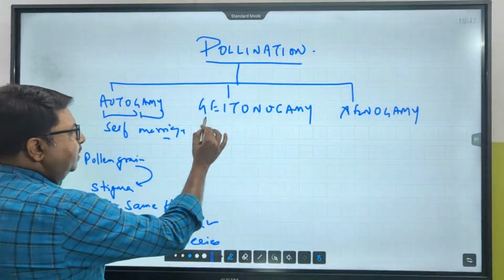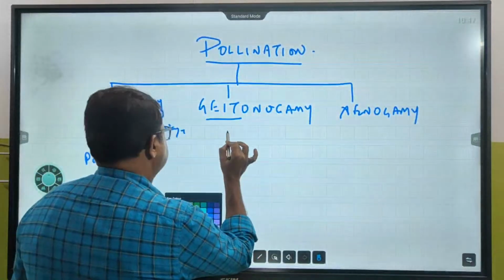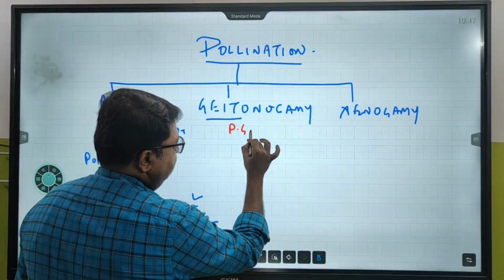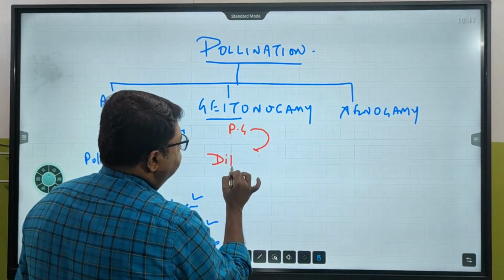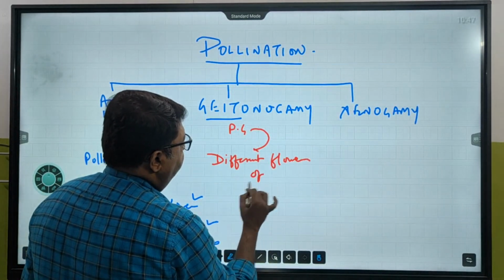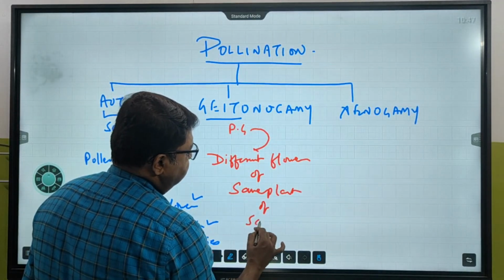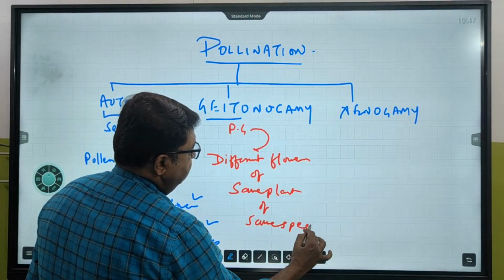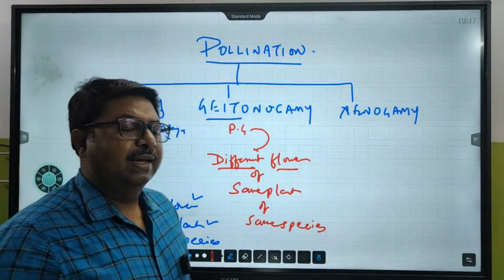Now what is geitonogamy? What happens in geitonogamy? Now the transfer of pollen grain from anther to the stigma of the different flower. Very good. Of the different flower of the same plant of the same species. Here only one thing is different. What? The flower is different. The plant is the same.